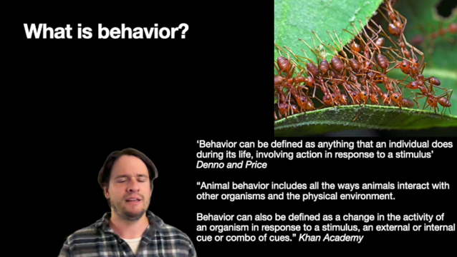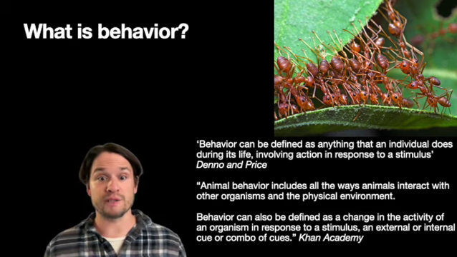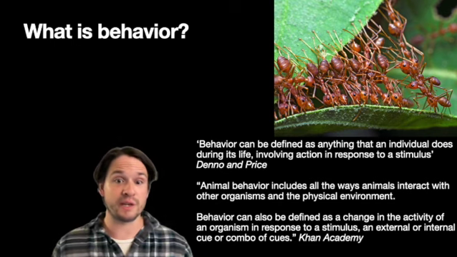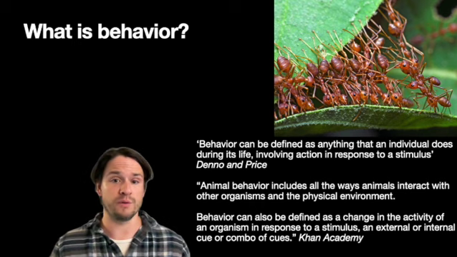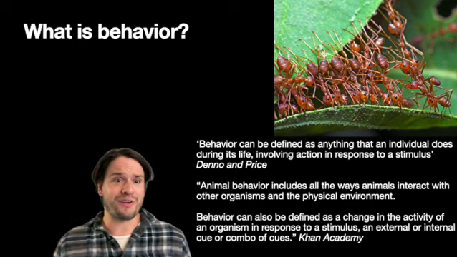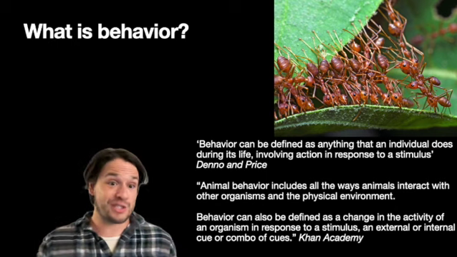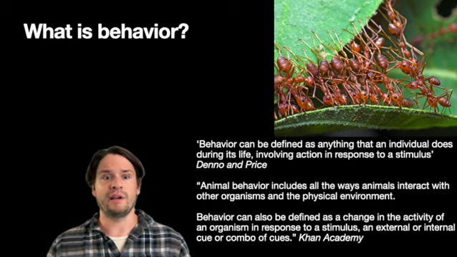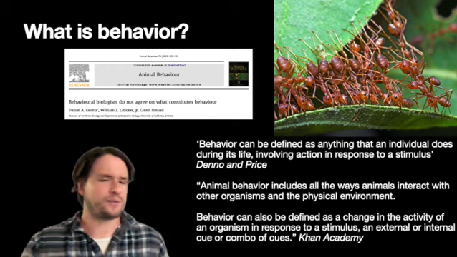Another definition I pulled from the internet is that animal behavior includes all the ways animals interact with other organisms and the physical environment. Behavior can also be defined as a change in the activity of an organism in response to a stimulus, an external or internal cue or combination of cues. So in some ways, behavior is really defined as just about anything that an animal does. And not even just animals, right? Plants can have behavior, bacteria can have behavior. So in some ways, behavior is just action. And so again, maybe not that helpful.